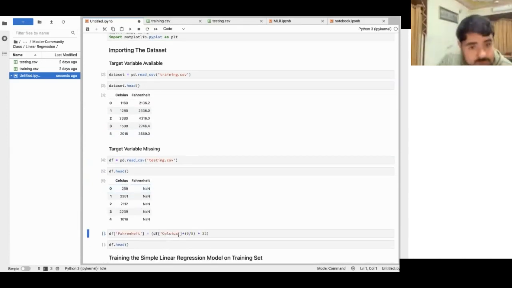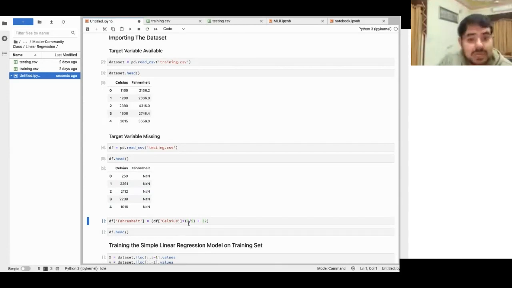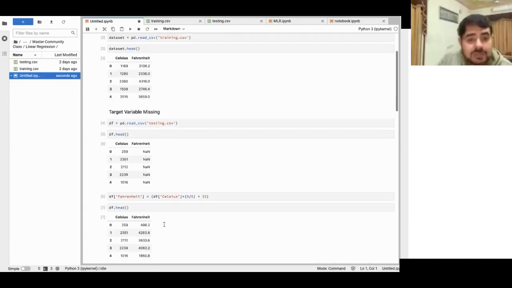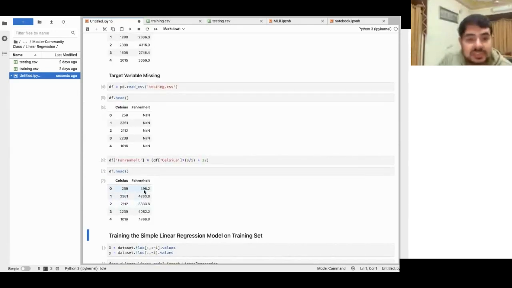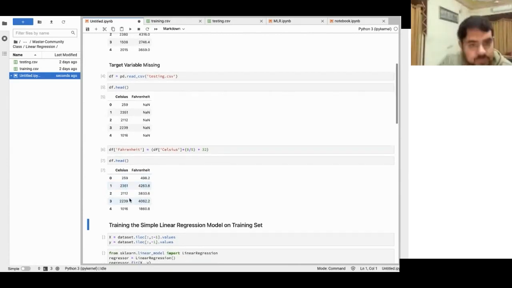But we know the actual equation, which is Celsius into 9 by 5 plus 32. Let's try to replace with that. And we have the actual values now for like 259, this is 235. And again, I know these are very, very random numbers you don't really see in real life, but believe me, it's more for actually deriving this equation, right?